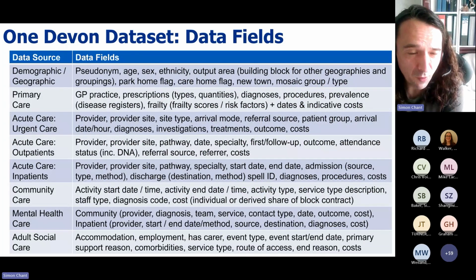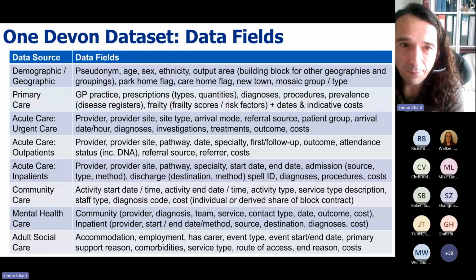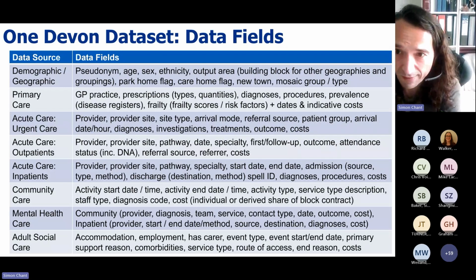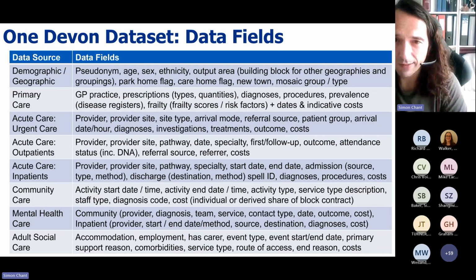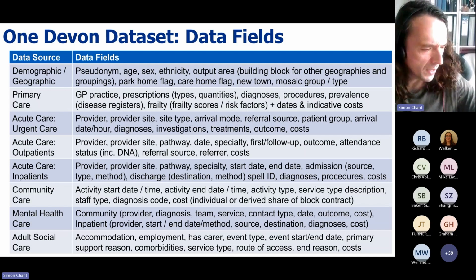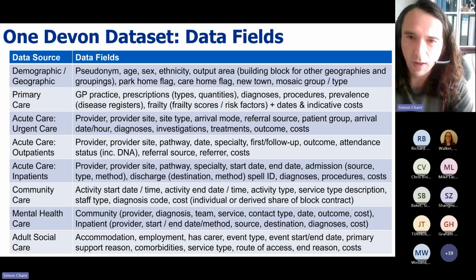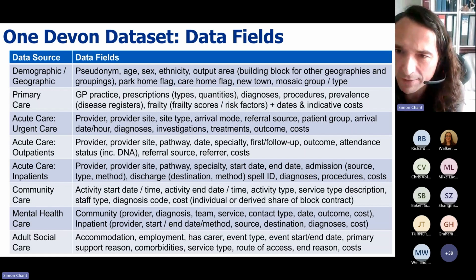The demographic, geographic row at the top is quite important because that picks up the various identifiers. So we have things like pseudonym, age, sex, ethnicity, featuring there, but we also have those lower geographic building blocks. So we use the census output area, which is I think around 120 households per output area, around 250 to 300 population, so that gives us a street level view to build on.